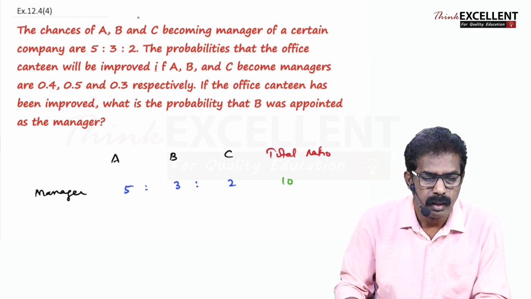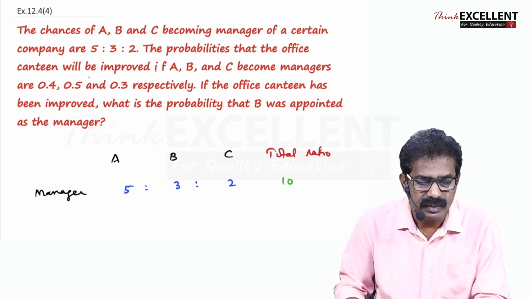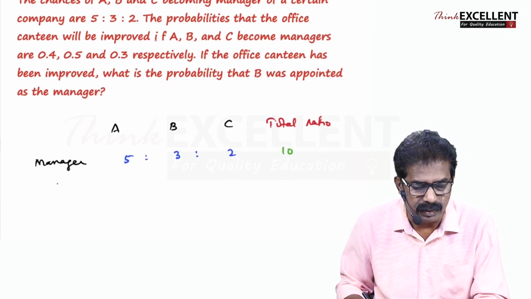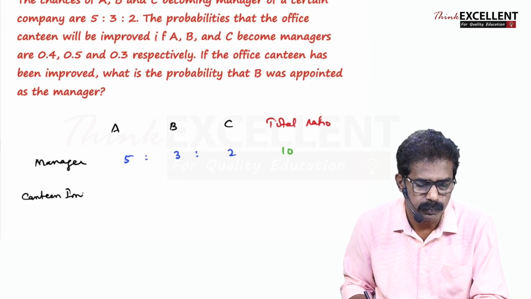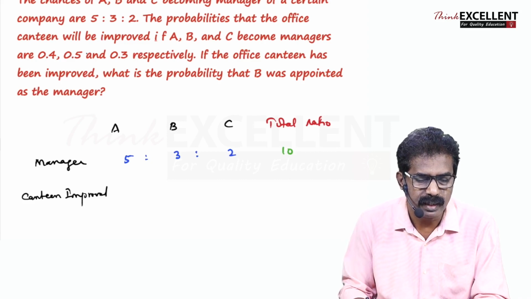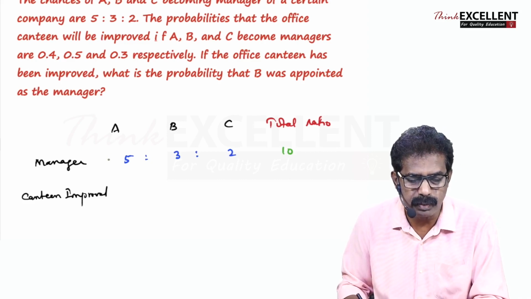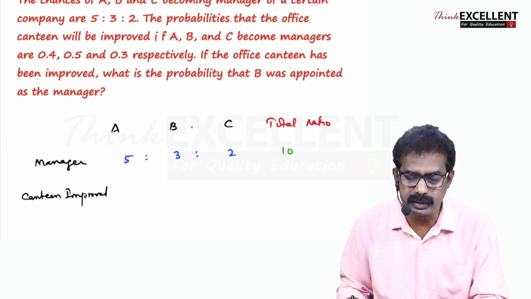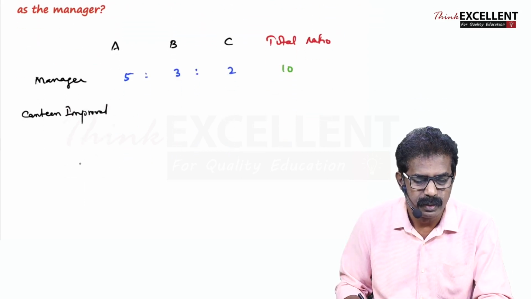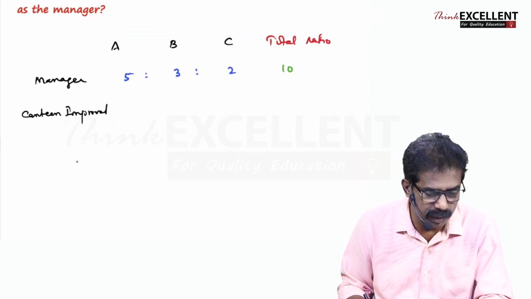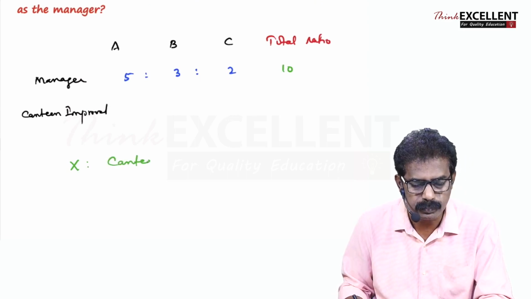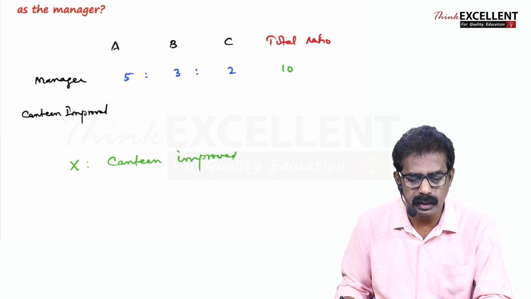Now, probabilities that the office canteen will be improved. So this is another event, okay? Canteen improved. So for that we give a name. Normally we give A, but here already A, B, C are 3 managers, right? So we give some other letters. Say I'm taking as X. X is what? Canteen improved. So this is an event, okay?